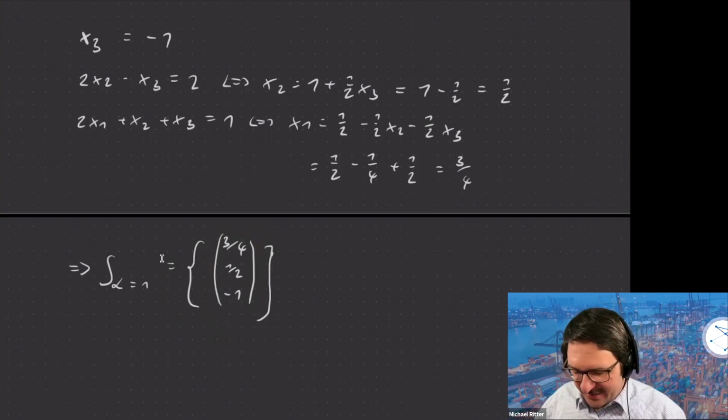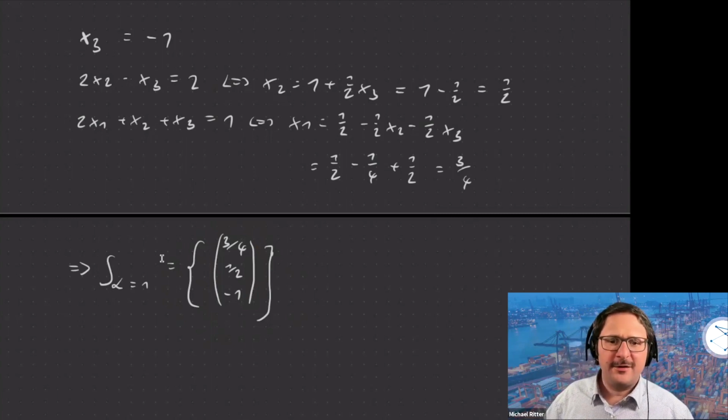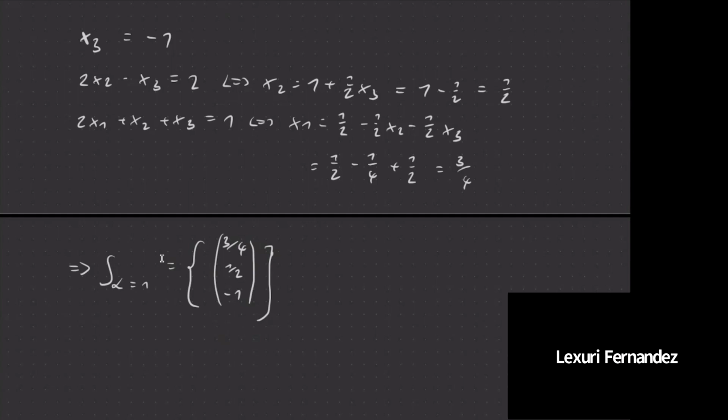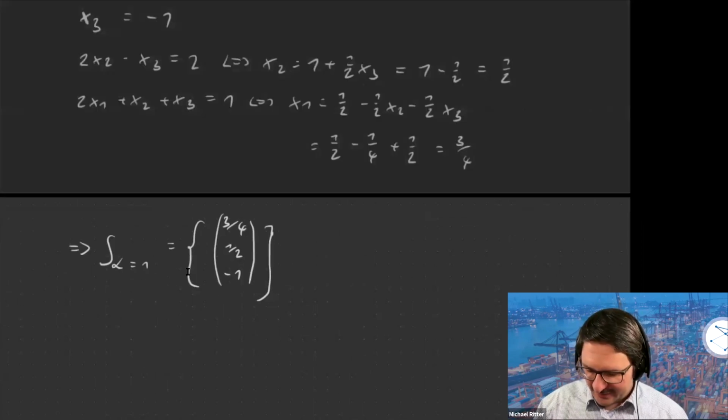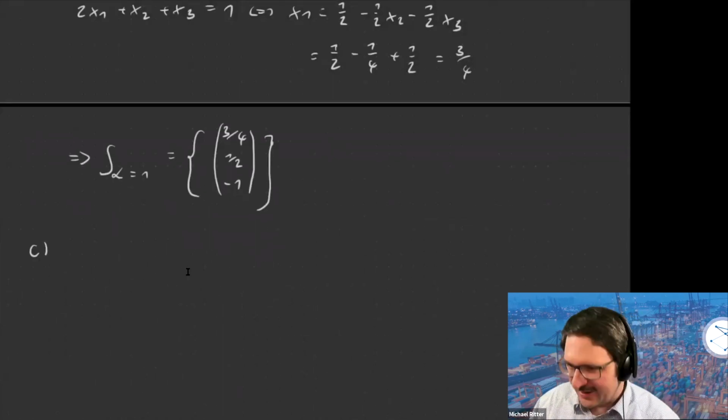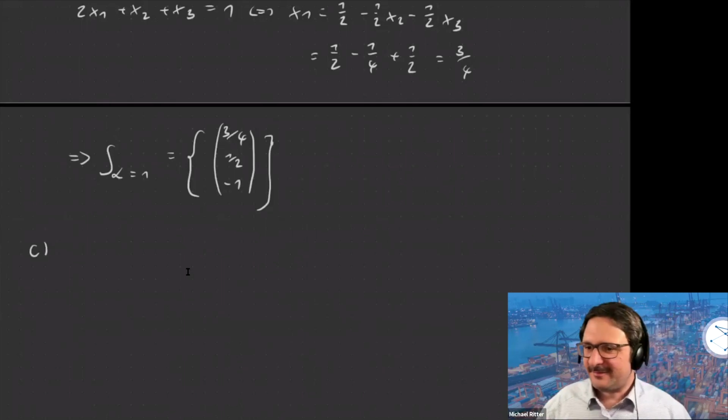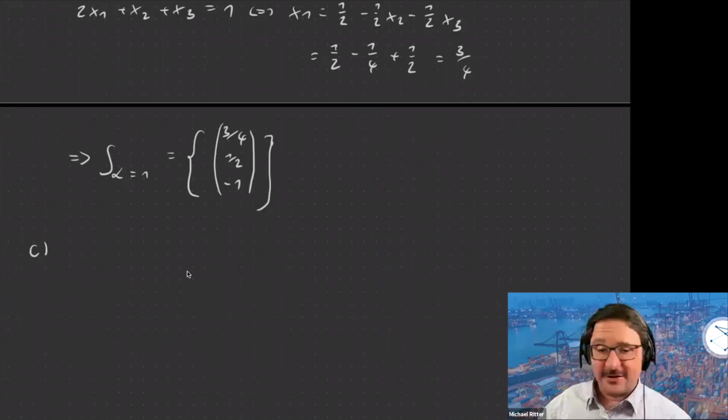Okay, so that's part B. Any questions about part B? No. No, wonderful. So you would have done great on that problem here in the exam, I presume. And finally, part C, determine the basis of the kernel as a function of alpha.